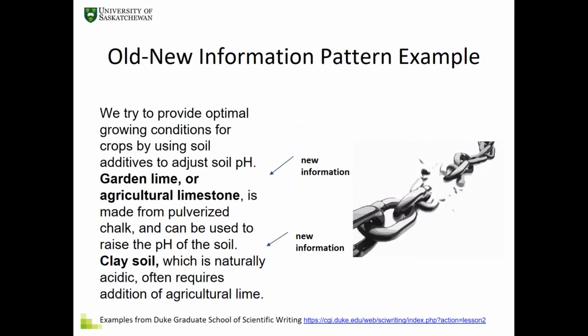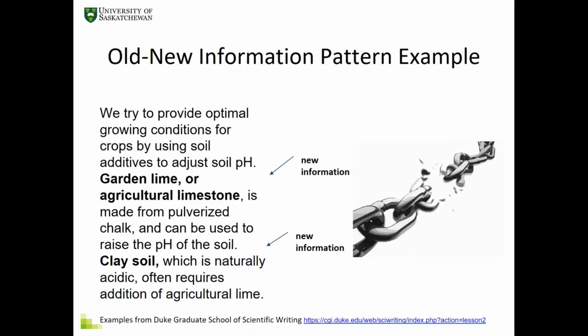This will happen in your first drafts quite often, and it's something to look at when you're revising, to see if you can switch information around in sentences so that it's physically closer to where you mentioned it the last time. Here we have the new information at the beginning of the second sentence, which is garden lime or agricultural limestone. And then it moves on to talk about the pH of the soil, which was mentioned at the end of the first sentence. So you can see that they're not close together.